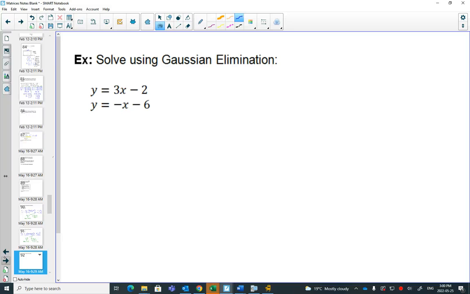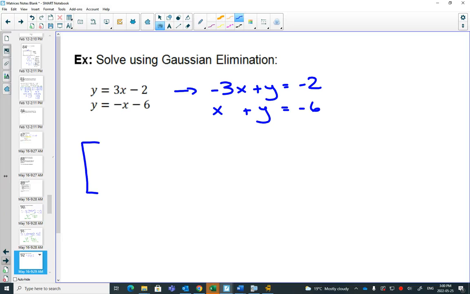What makes this one a little bit different? Yeah, the format's a little bit different. So I'm going to change this. It could be minus 3x plus y equals negative 2, and x plus y equals negative 6. Negative 3, 1, negative 2. 1, 1, negative 6.